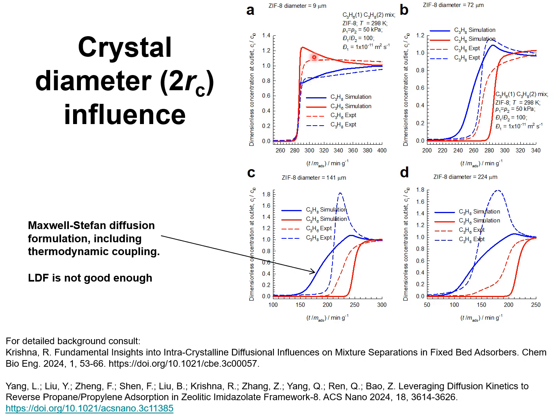The continuous red and blue lines are simulations of transient breakthroughs using the model I have described in my 2024 paper and cited here. This model uses the Maxwell-Stefan diffusion formulation, taking due account of thermodynamic coupling. I also demonstrate in my paper that the LDF model is just not good enough to describe breakthroughs for kinetic separations. In all 4 cases, the transient breakthrough simulations are in fair agreement with the experimental data that is shown by the dashed lines.